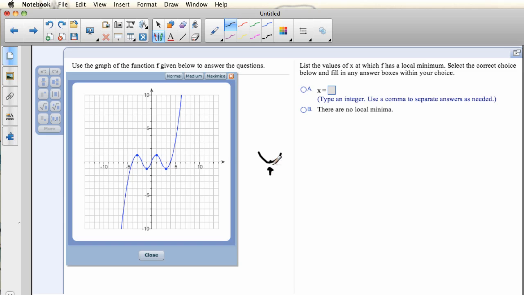So the reason we call it a local minimum is because when you're standing here, you're only comparing yourself to the values in your neighborhood. So from that point of view, these 2 points are local minimum.